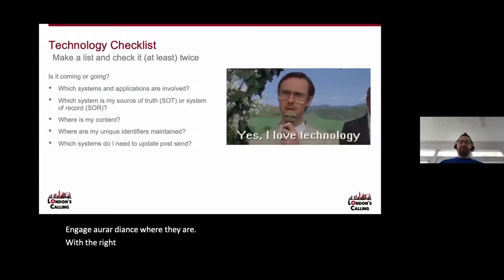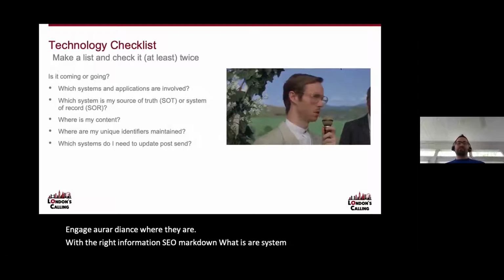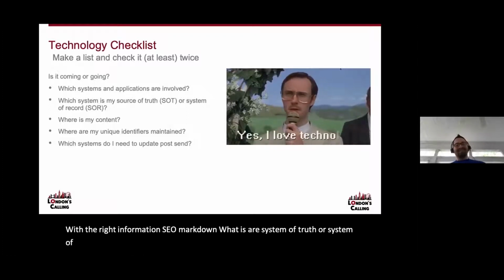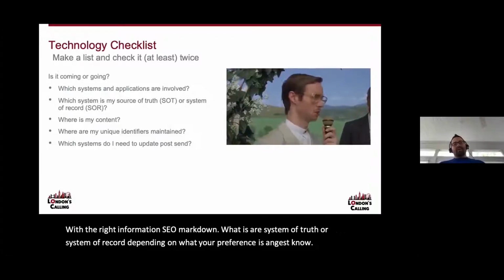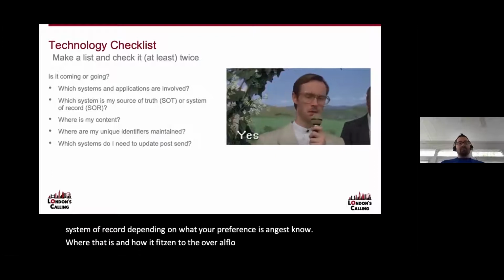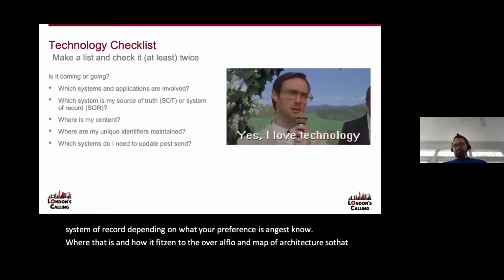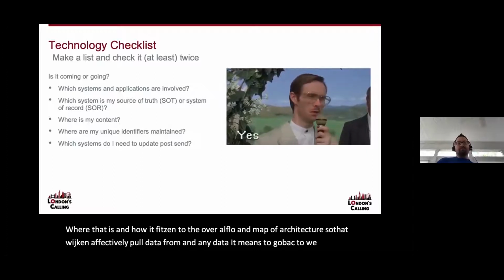So one of the things that we need to do is mark down what is our system of truth or system of record, depending on what your preference is, and just know where that is and how it fits into the overall flow and map of our architecture so that we can effectively pull data from, and any data that needs to go back to, we make sure that that data is properly mapped.